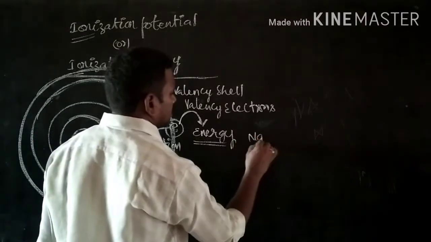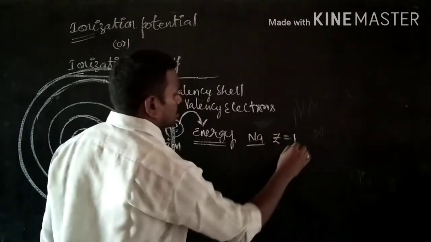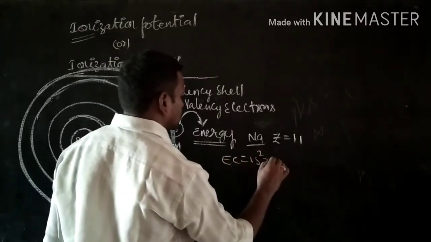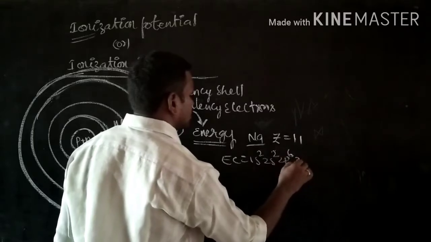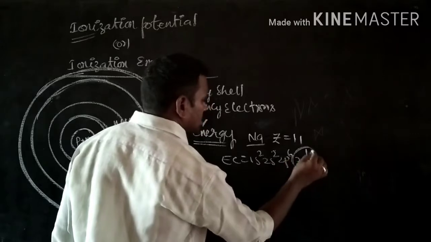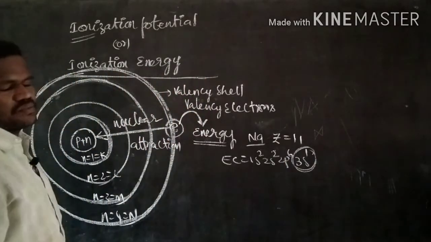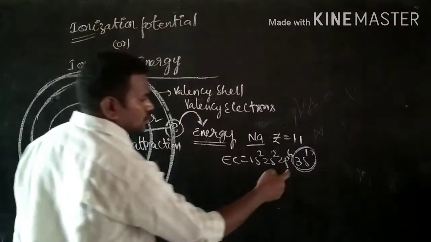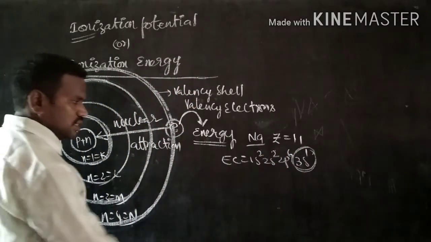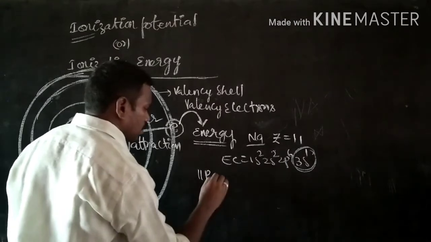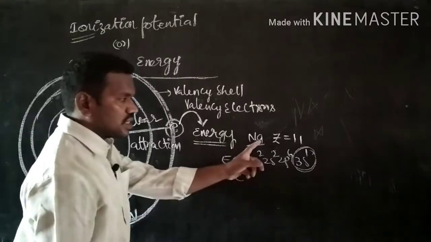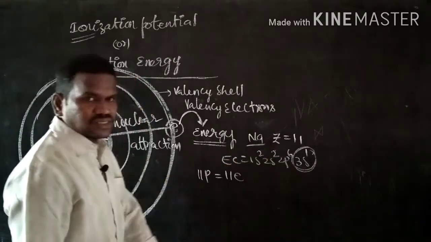If you consider sodium, where Z equal to 11, the atomic number is 11, and its electronic configuration is 1s2, 2s2, 2p6, 3s1. There is only one valency electron in sodium. I want to remove this electron from the valency shell of sodium. In this case, there are 11 protons and 11 electrons in the neutral sodium atom because the atomic number is 11.